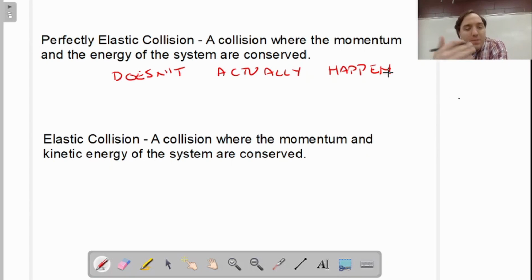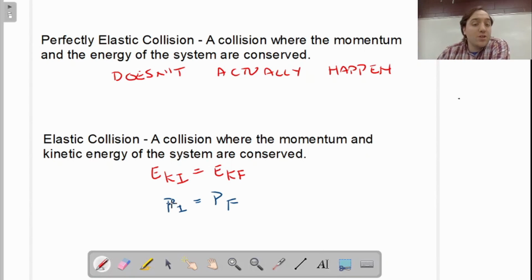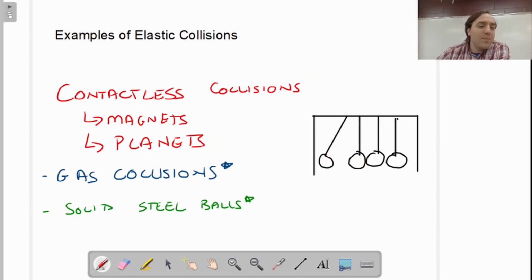What's far more common is an elastic collision, where the momentum and kinetic energy of the system is conserved. In other words, the kinetic energy initial will equal the kinetic energy final, and the P initial will equal the P final. Now, this doesn't necessarily mean that both objects are moving at the same velocity. There could be a transfer of velocity. It just means that the way that one object loses the energy, the other object gains the energy, and ditto with the momentum.